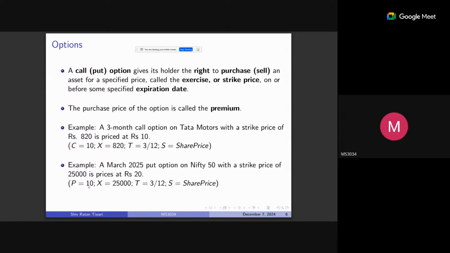These are the notations which we will be using. For call price or put price, we use C and P respectively. For strike price, we use X. We use capital T to specify the expiration date of options, and we use capital S to denote the share price, or whatever the asset price we are going to use. So in the second example, it is 25,000. Whatever the index value is, we will denote by capital S.